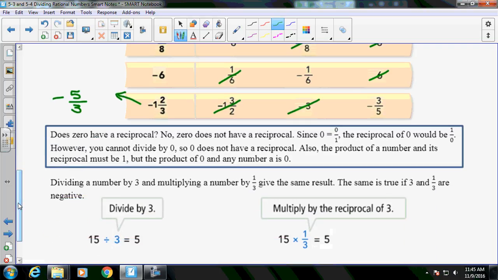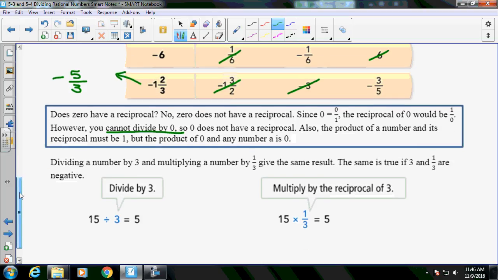Since 0 equals 0/1, technically 0 over any number but 0, the reciprocal of 0 would be 1/0. However, we cannot divide by 0. So 0 does not have a reciprocal. Also, the product of a number and its reciprocal must be 1. But the product of 0 and any number is 0. So this fails on 2 concepts. You can't divide by 0, and the product of the number and its reciprocal is not 1.